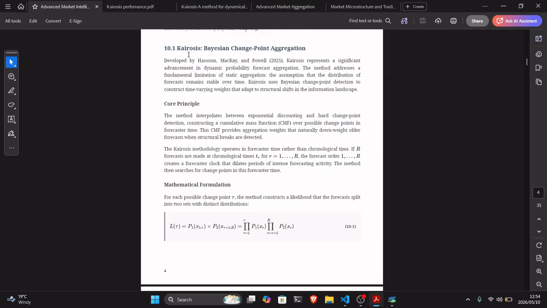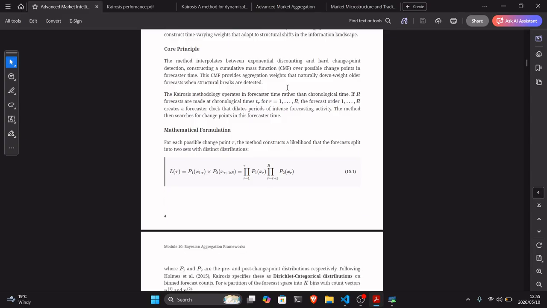Now, 10.1, kairosis, Bayesian change point aggregation. Developed by Hassoun, McKay, and Powell in 2025, kairosis represents a significant advancement in dynamic probability forecast aggregation. The method addresses a fundamental limitation of static aggregation, the assumption that the distribution of forecasts remains stable over time. Kairosis uses Bayesian change point detection to construct time-varying weights that adapt to structural shifts in the information landscape.